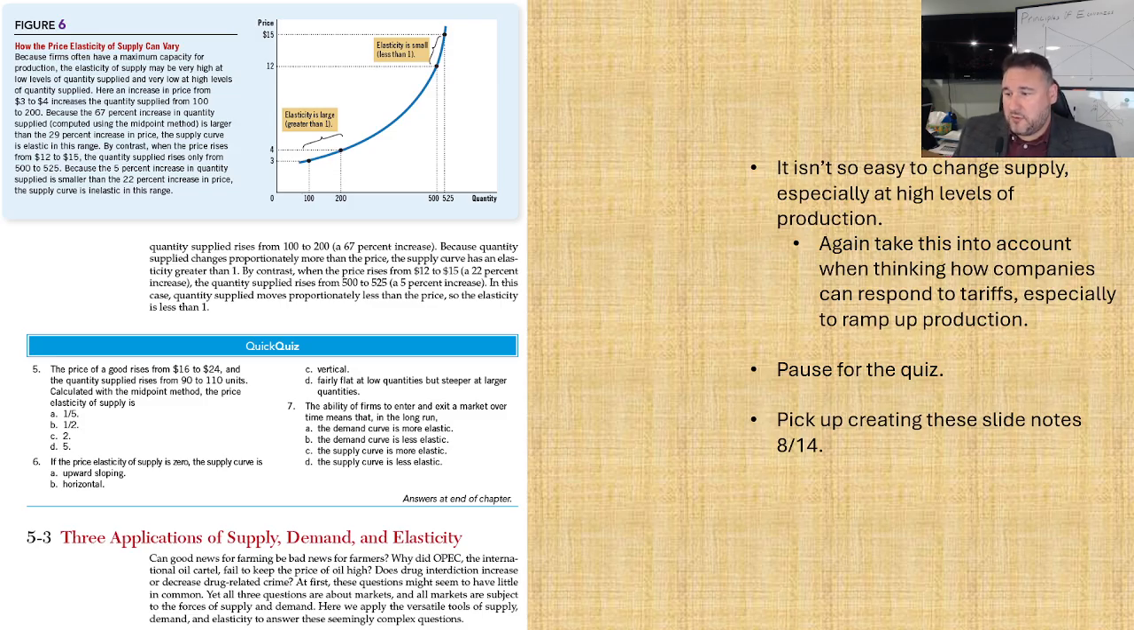because it's going to end up being about 20 over 100 divided by 24 minus 16 over 20, which goes into 0.2 divided by 0.4, or 1/2. For question 6, if the price elasticity of supply is 0, then the supply curve is vertical, because quantity supplied will not change no matter what the change in price is. For 7, the ability of firms to enter and exit a market over time means that in the long run, supply curve is elastic. So there are greater changes in quantity than price.